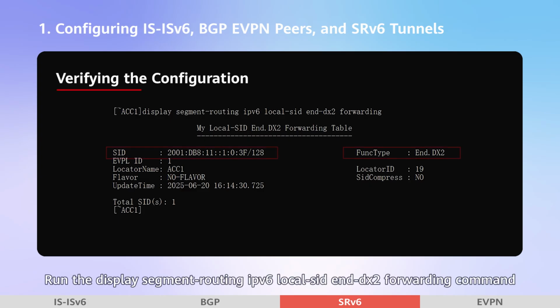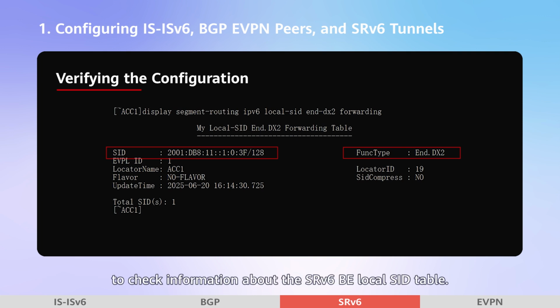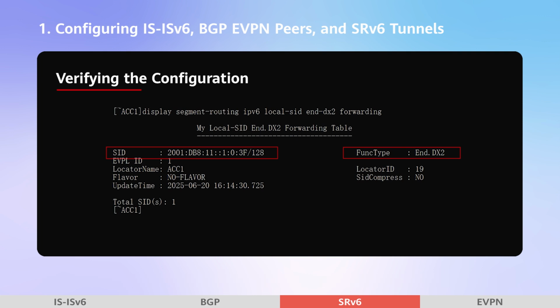Run the display segment-routing ipv6 local-sid end-dx2 forwarding command to check information about the SRv6 BE local SID table. The command output shows that the SID belongs to the configured SRv6 locator address pool, indicating that the configuration is correct. In this case, the service type is End.DX2, indicating the EVPN VPWS service scenario.